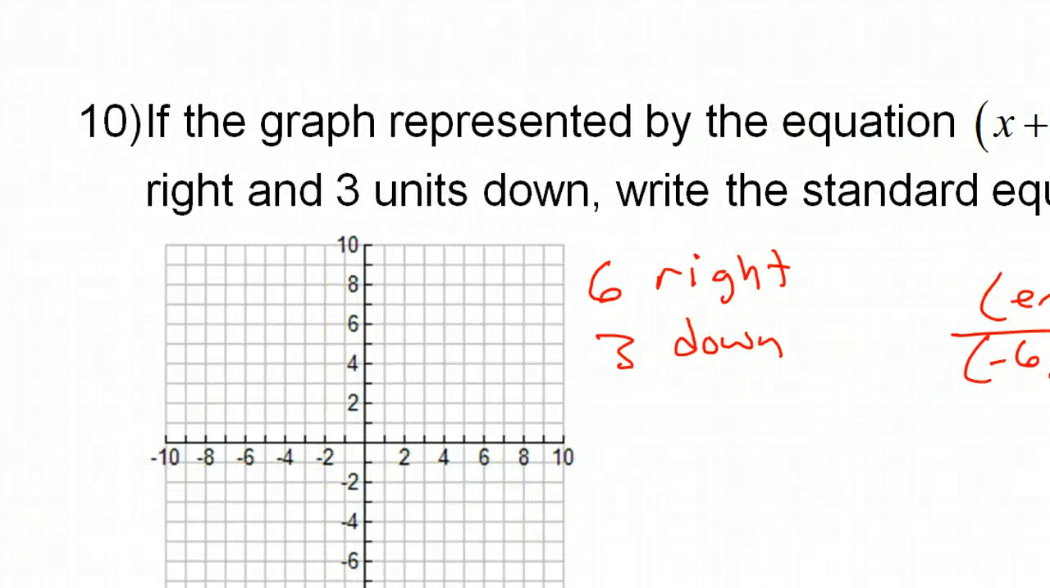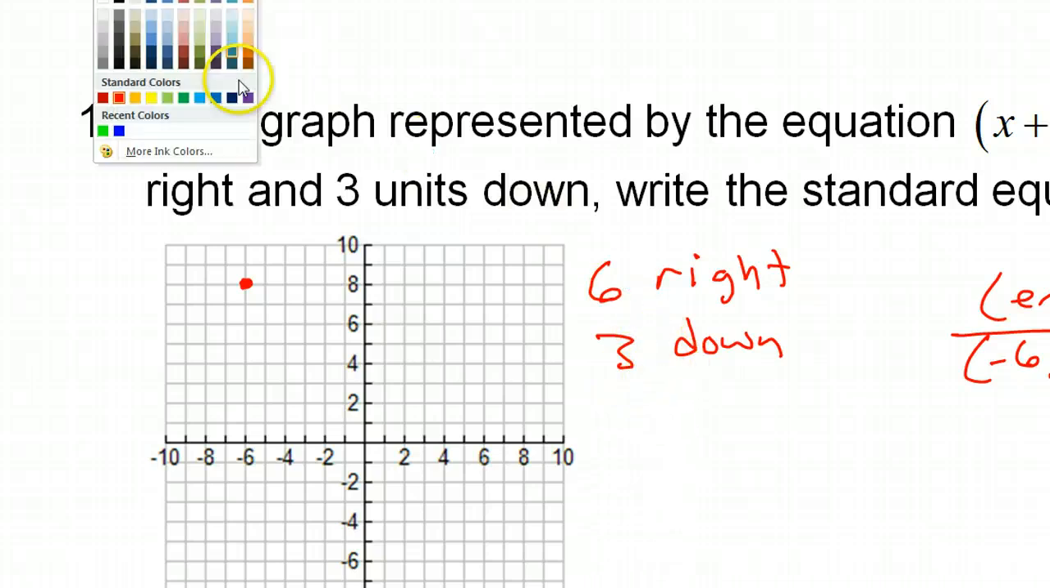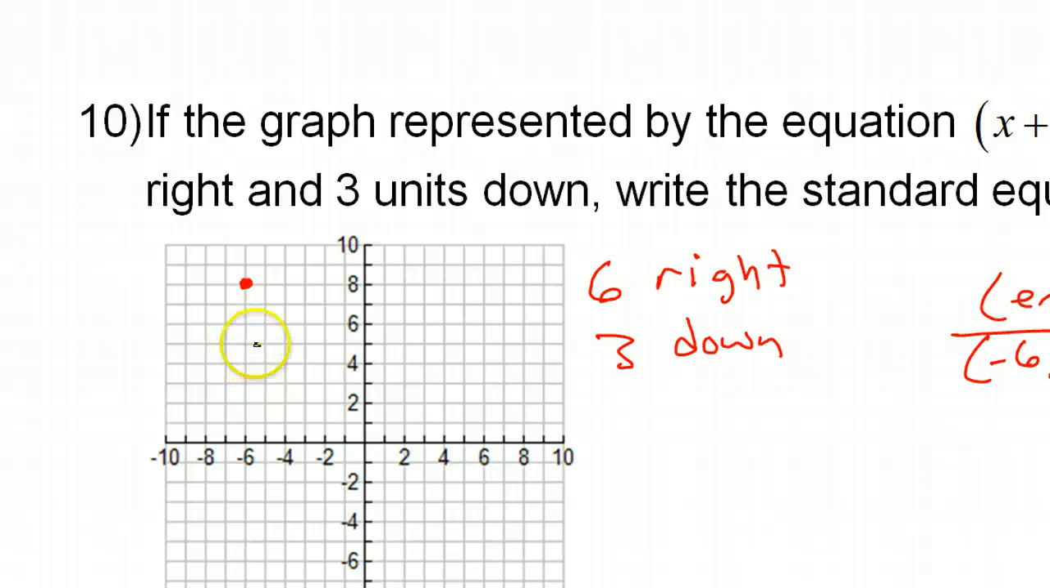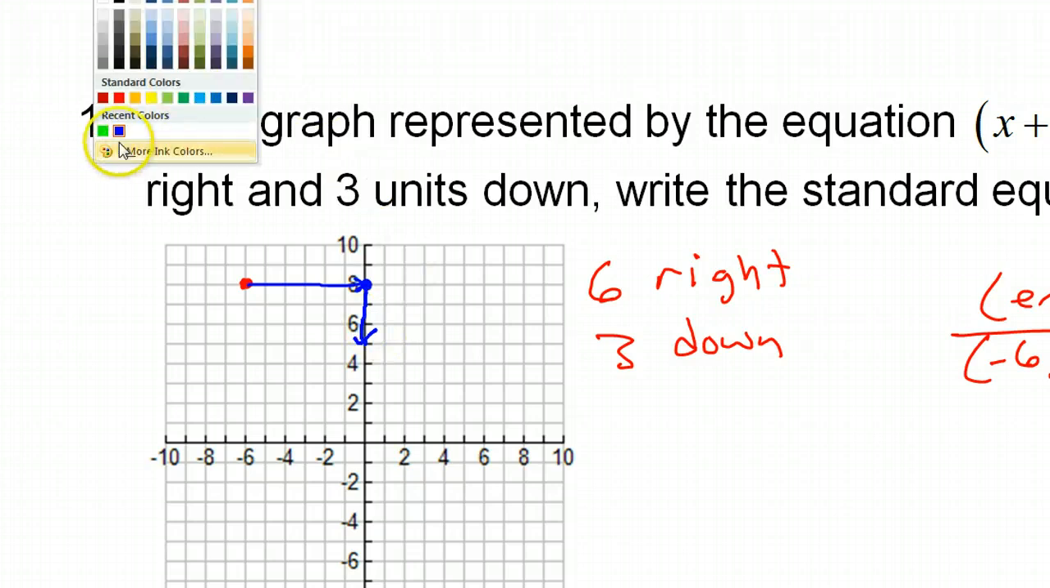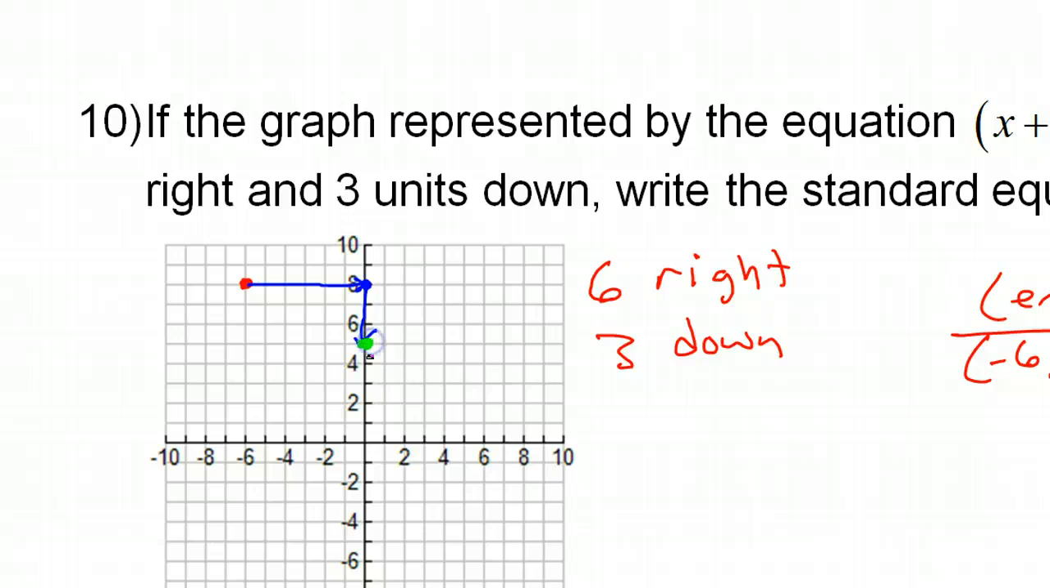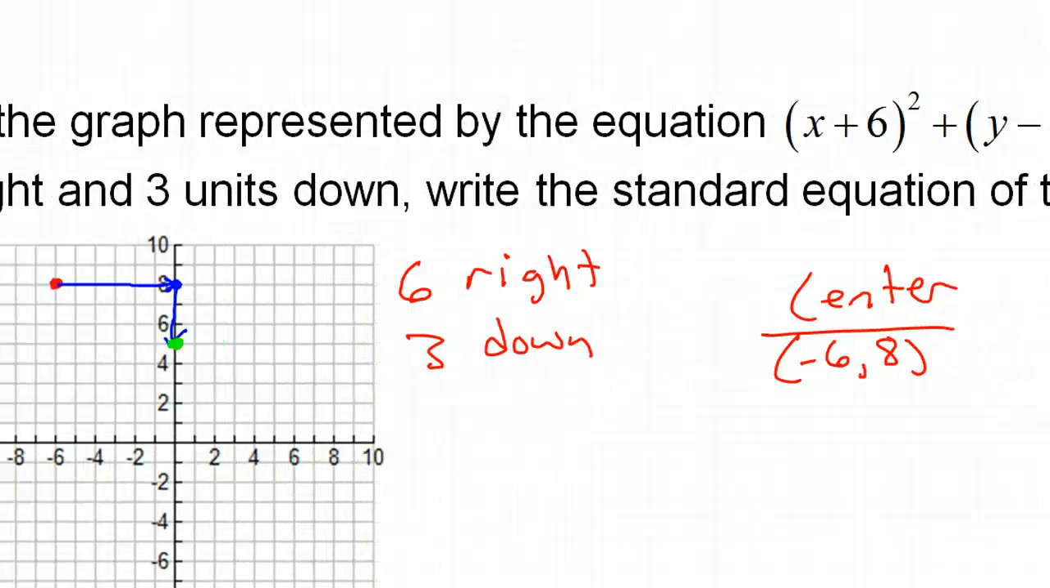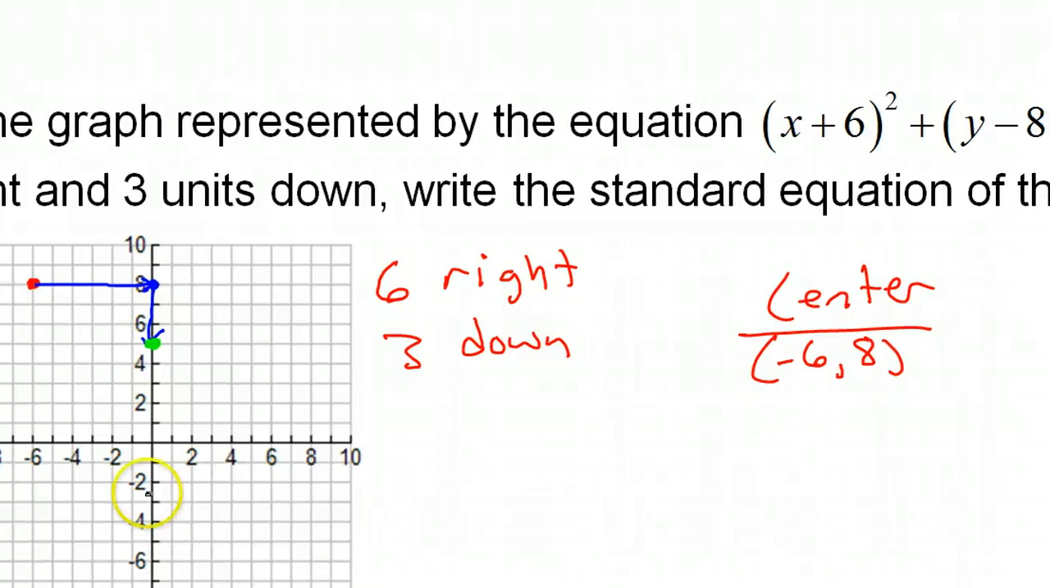So let's look at this on a graph. So -6, 8 would be right here. Okay, now if I were to move this 6 right and 3 down, where would I be? Okay, well, if I went 6 to the right, I'd be here. And then if I went 3 down, I would be here. Okay, so this is the new center, alright, after this transformation. So the center is going to become 0, 5.